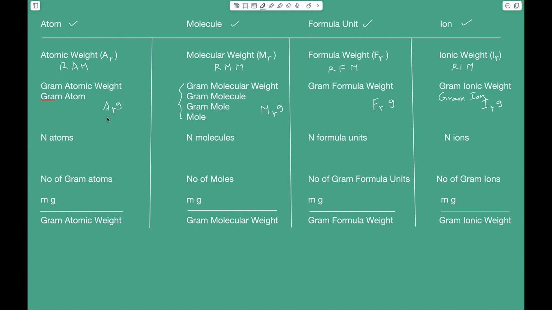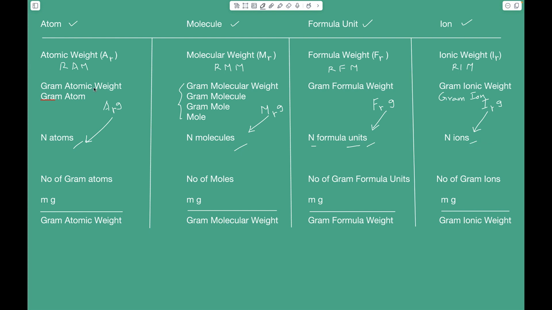And 1 gram atom of any element contains an Avogadro's number of atoms. 1 mole of any molecular substance contains an Avogadro's number of molecules. 1 gram formula weight of any ionic compound contains an Avogadro's number of formula units, and 1 gram ion of any ion contains an Avogadro's number of ions. Though we have different names for different types of particles, they all contain the same number of particles.